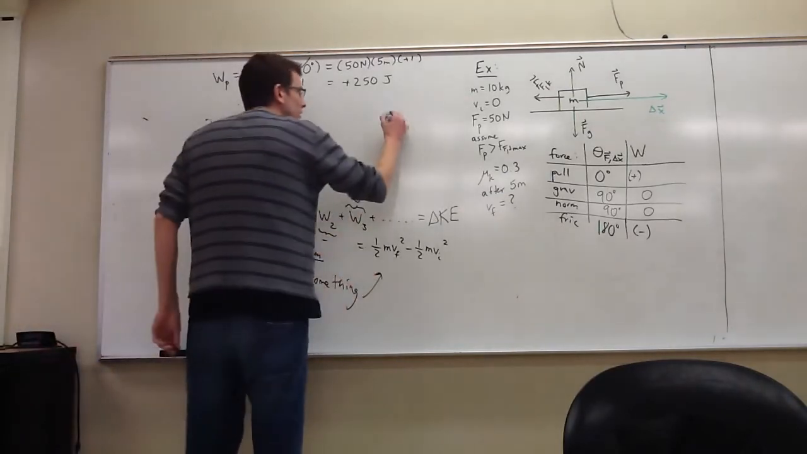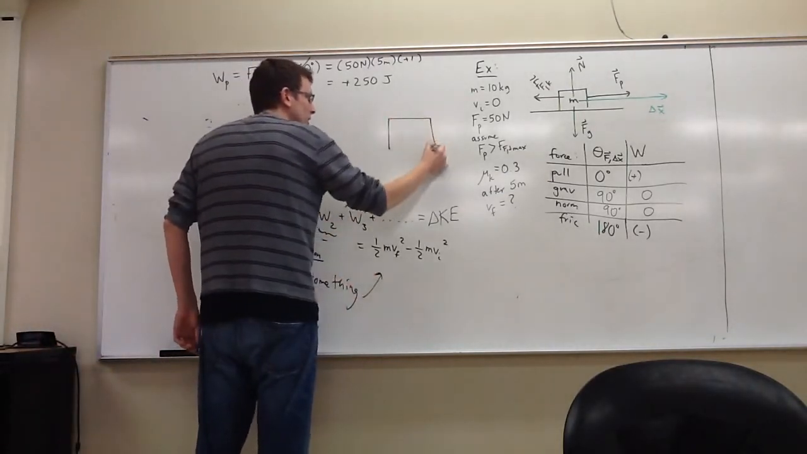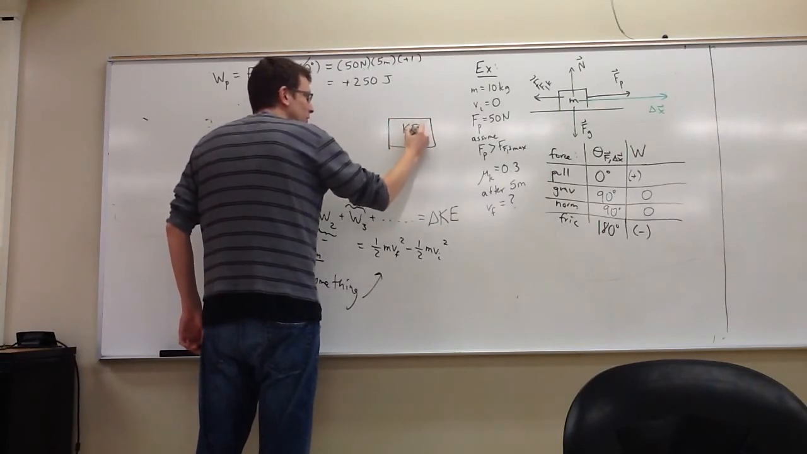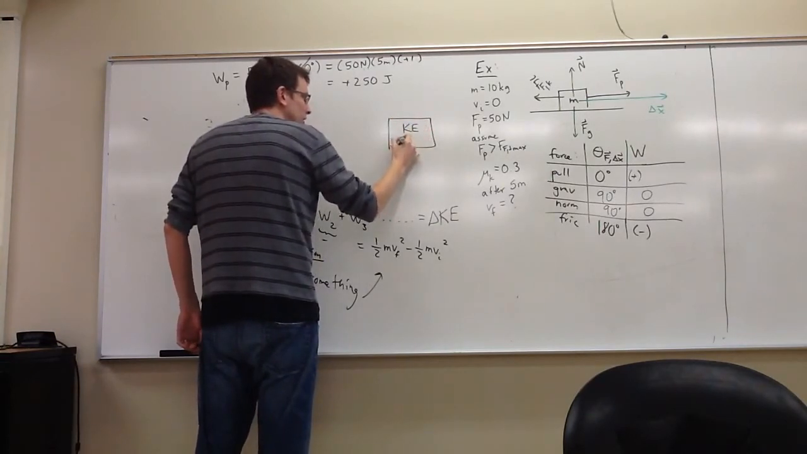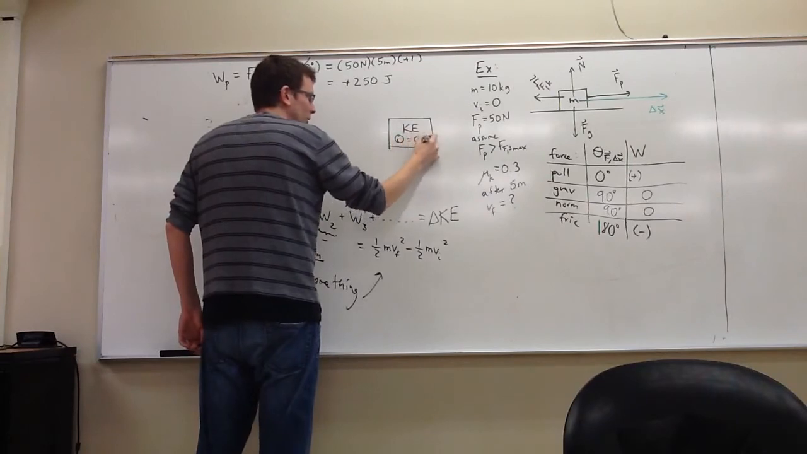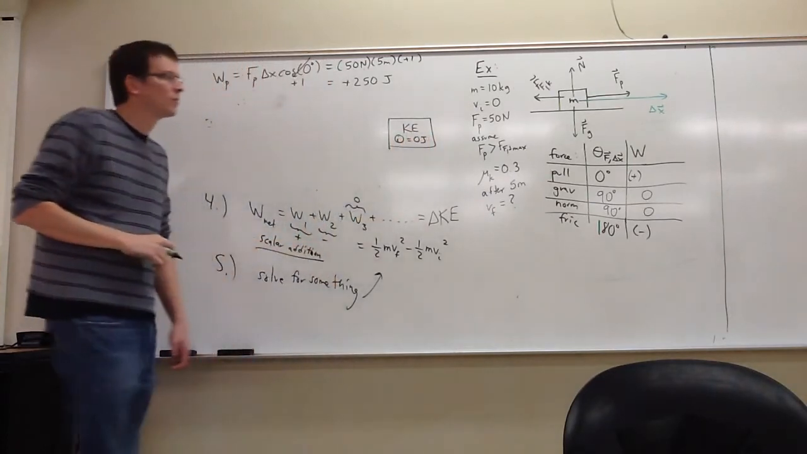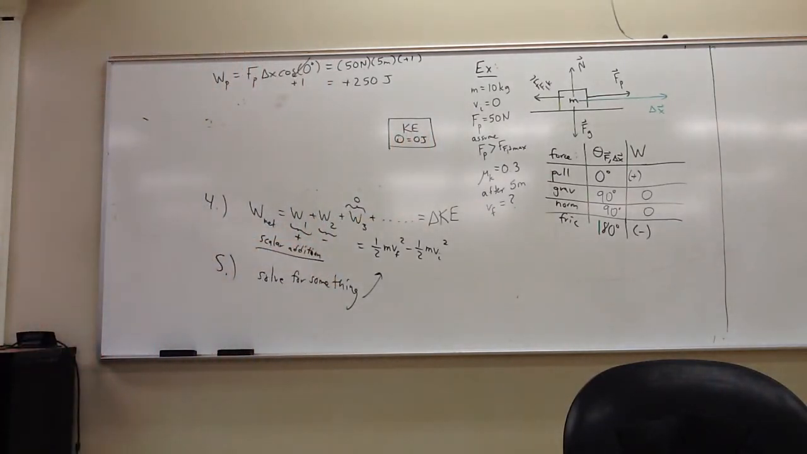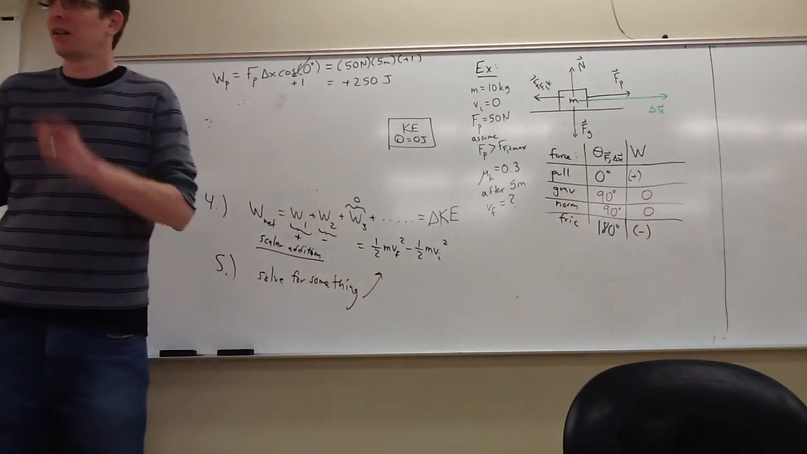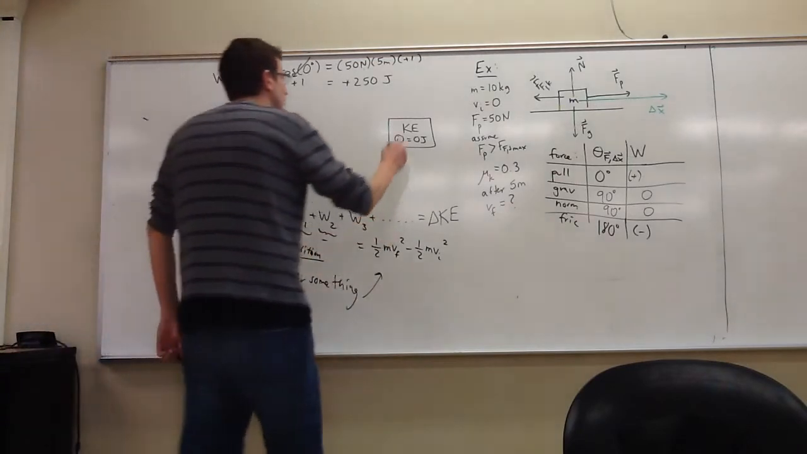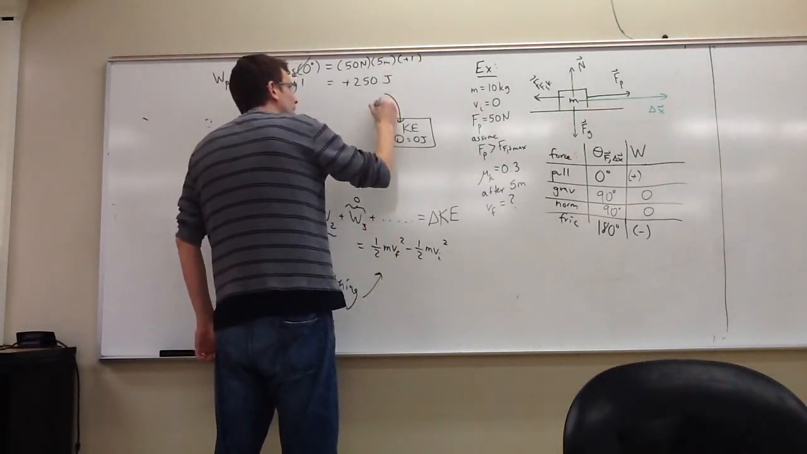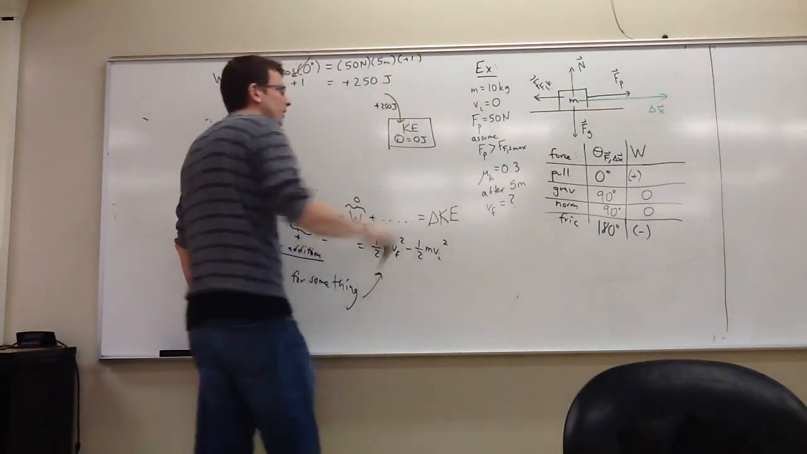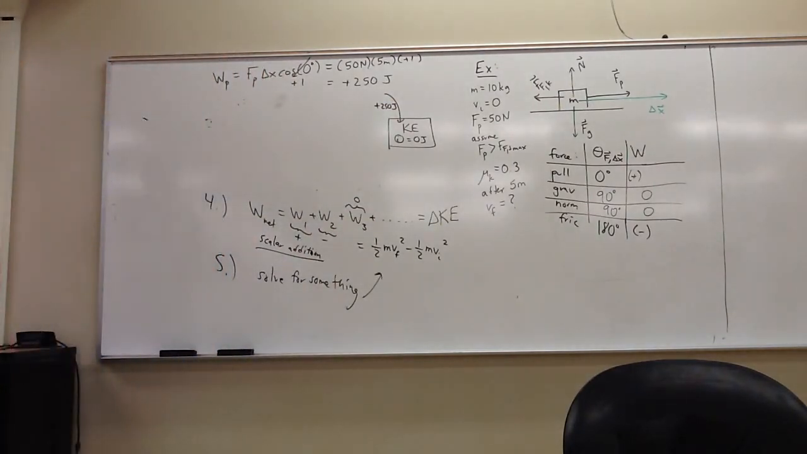So if we make a little box here, our kinetic energy, initially it's 0, because we're not moving, right? We have no motion energy to start with. So it's like your bank account has a balance of 0. We just found that someone made a deposit of 250 joules.